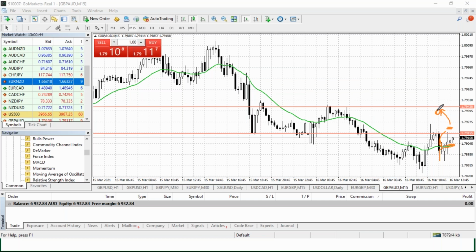But of course, if it does get up here and then it continues and we get a nice big fat candle here, which is towards the top of the candle, then of course we can re-enter this trade based on a new breakout of that key level. Okay. So let's put this together.